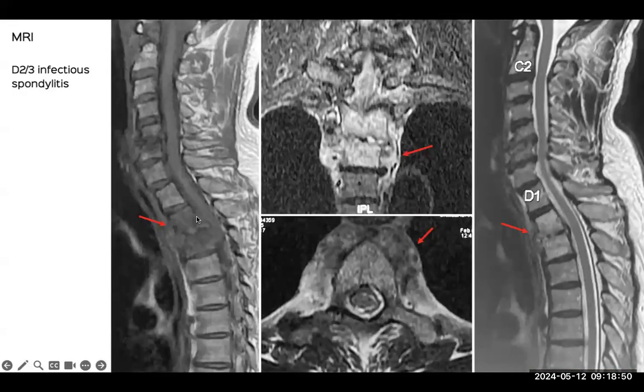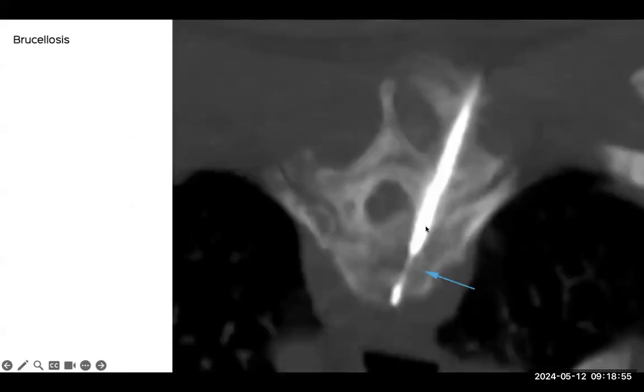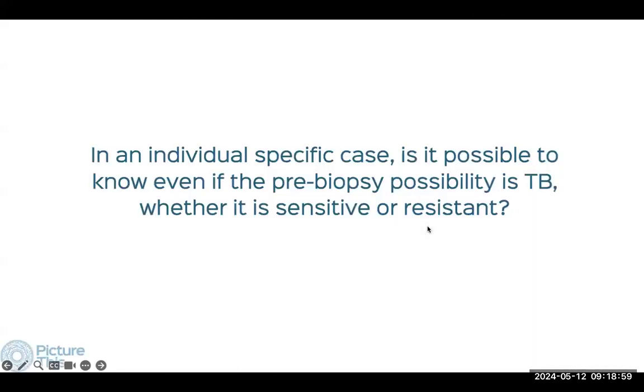D2-3 infectious spondylitis, TB unless proven otherwise in India. Biopsied this again with a transpedicular approach, and this was brucellosis. The second question is, let's say that you know it's TB, you're 100% sure, you've seen thousands of these cases, but in an individual specific case, can you for sure say whether that particular case is INH or rifampicin sensitive or resistant?